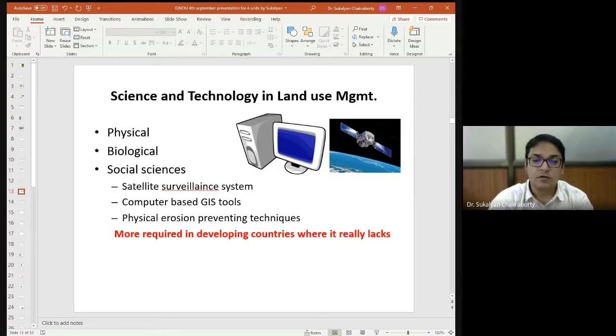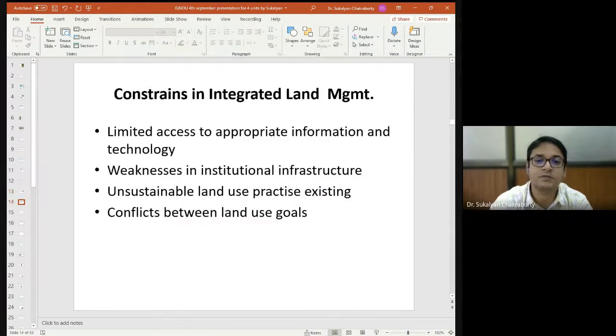So what the current conditions of that area are can be studied by these computer-based GIS tools and surveillance systems. This is very much required when we want to develop the physical, biological and social aspects of a land resource. What are the constraints? Limited access to appropriate information and technology.